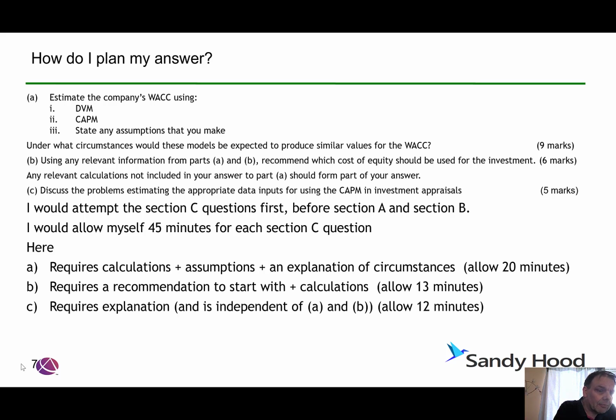So here, part A requires calculations and assumptions and an explanation of circumstances. So it's basically got 4 little parts to it. The 2 calculations are obviously the main bit, but we need to make sure that we answer all those. I would allow 20 minutes for that. B requires a recommendation to start with and then some calculations, and I would allow 13 minutes for that. And C requires an explanation and, interestingly, is independent of A and B. It's worth 5 marks. I would allow 12 minutes for that.